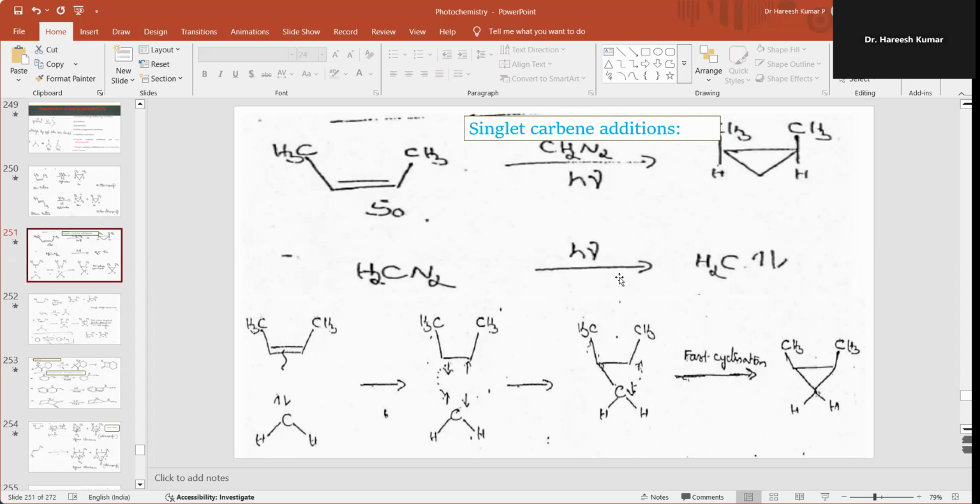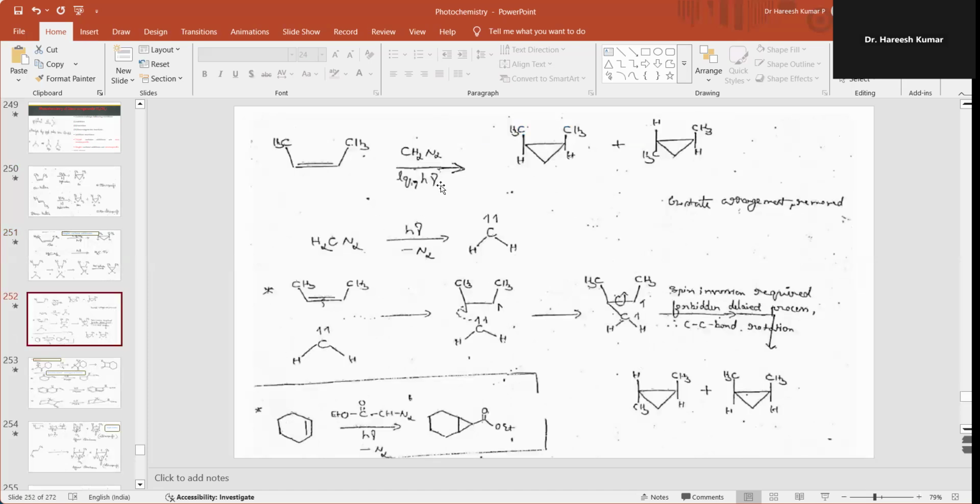Diazomethane on irradiation will give you the singlet, with opposite spin electrons. Here I am showing the mechanism. The cis-butene reacts with the singlet. Since there are opposite electron spins, there is bond formation. Similarly here also, the product obtained is the cyclopropane ring, with retention of configuration with respect to the alkene. Then I will go to another example.